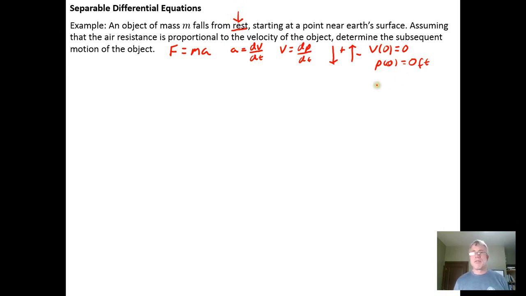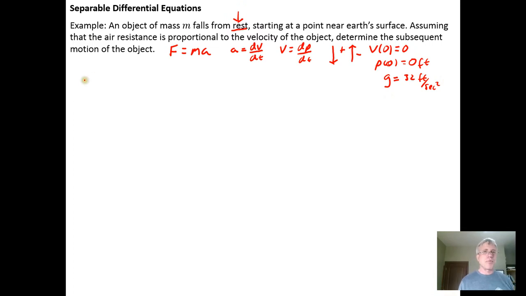The other thing that we need to remember is the acceleration due to gravity. So gravity, if we're working in feet, is going to be 32 feet per second squared. And if down is positive, then this will be positive 32 because gravity would be operating in the downwards direction. So the next thing that we want to recognize is that we're going to be able to find the total forces operating on the object.